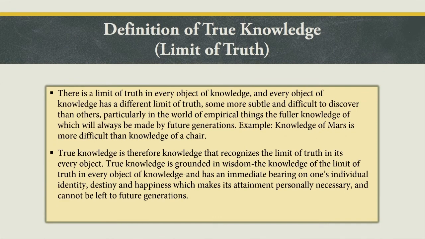Definition of true knowledge. There is a limit of truth in every object of knowledge, and every object of knowledge has a different limit of truth. Example, knowledge of math is more difficult than knowledge of a chair.